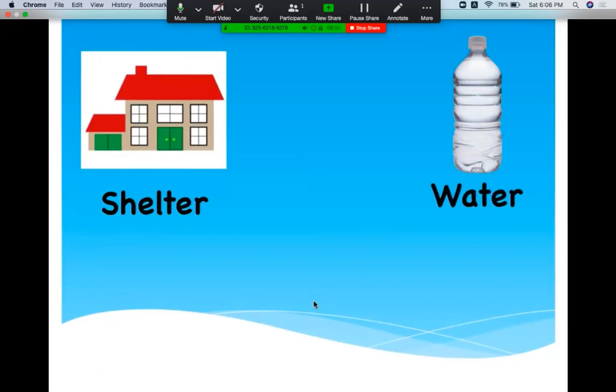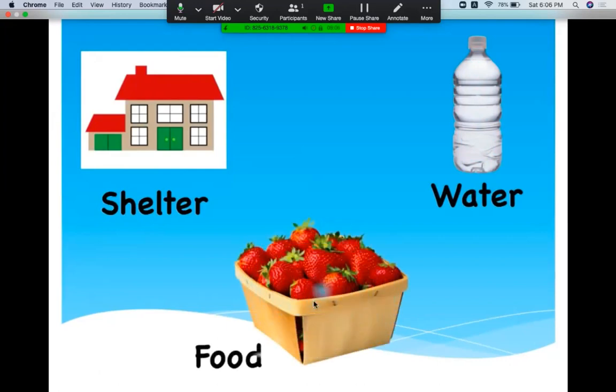What about water? Yes, you're right. Our body is made up mostly of water. In order for it to function, it needs water. So we need water in order to survive.